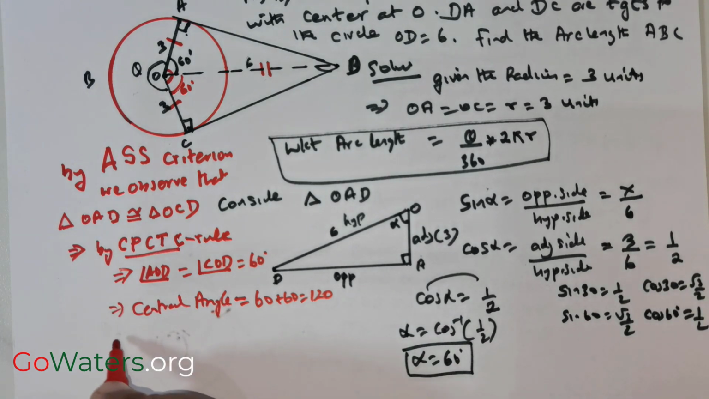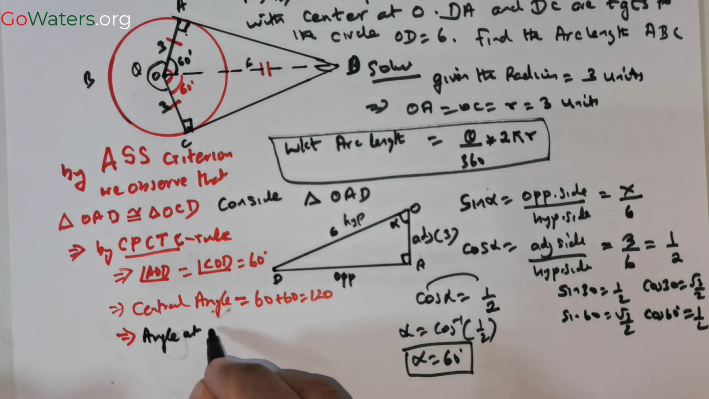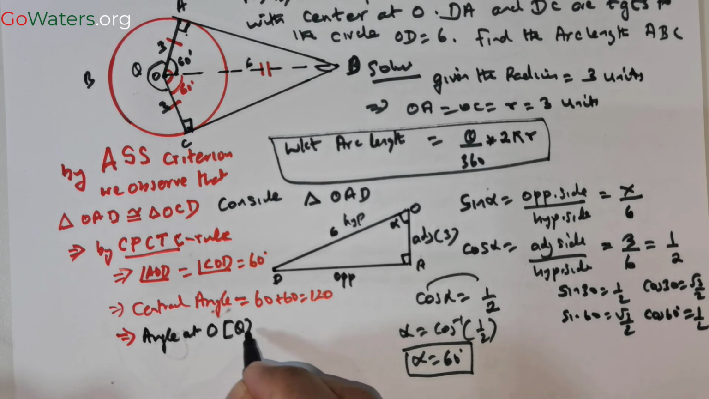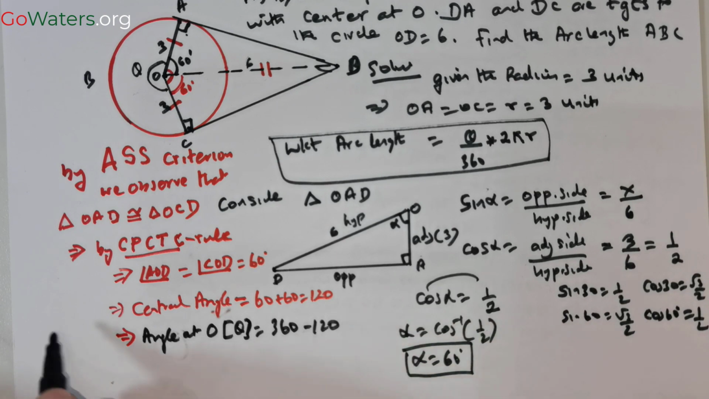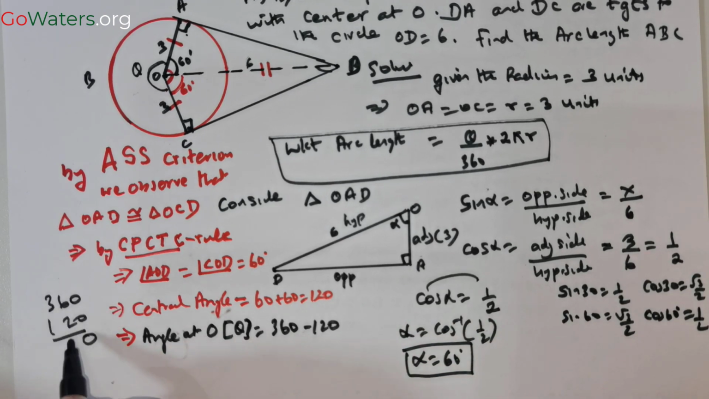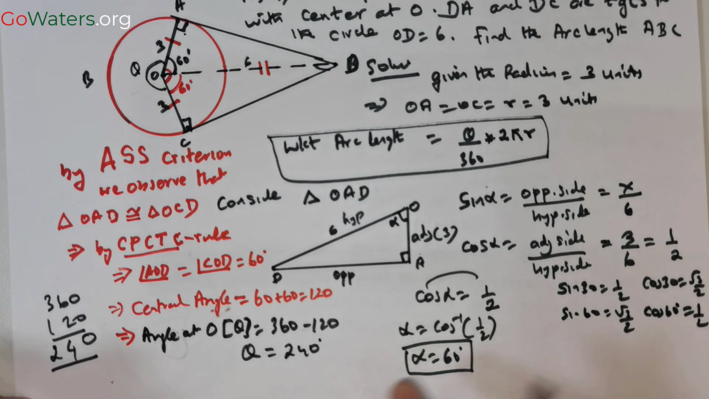But we need the angle at O. This means, let me use this color. The angle at O is nothing but theta. Theta is equal to what? 360 degrees minus 120. So what is that? 360 minus 120. This is 0. From 6 you take away 2, you get 4. From 3 you take away 1, 240. So this is equal to 240 degrees. So this is my theta.